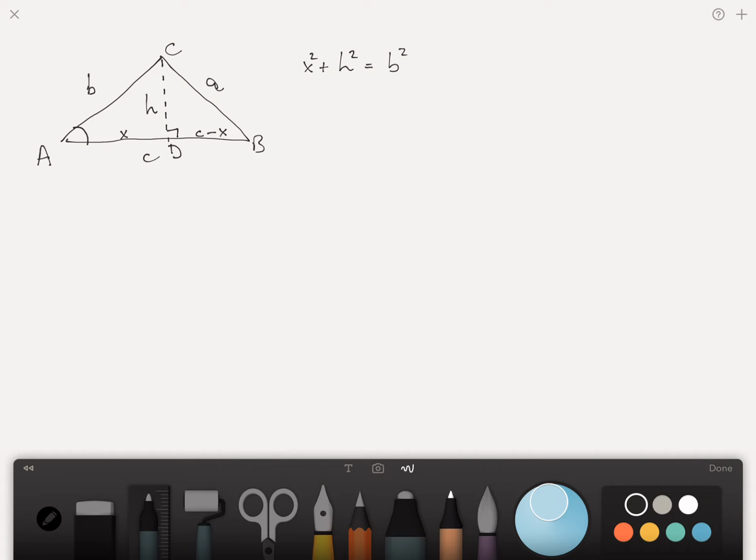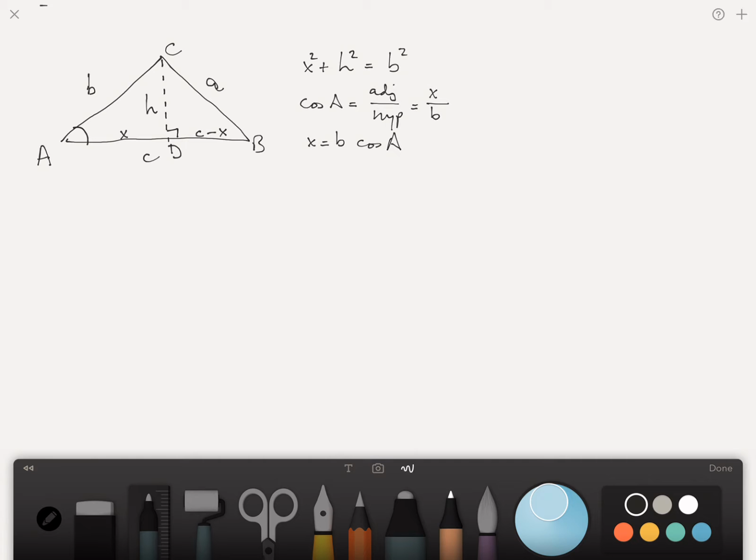And the other thing we can do from the analysis of trig functions is to say that the cosine of angle A is the side adjacent over the hypotenuse. Side adjacent is side x, and the hypotenuse of that little triangle would be b. So we could say that x is the same thing as b times the cosine of angle A.